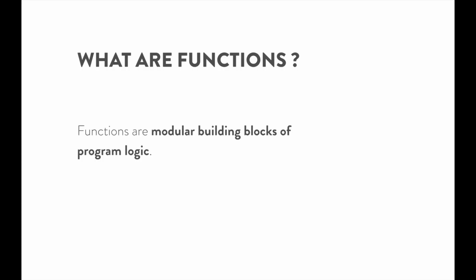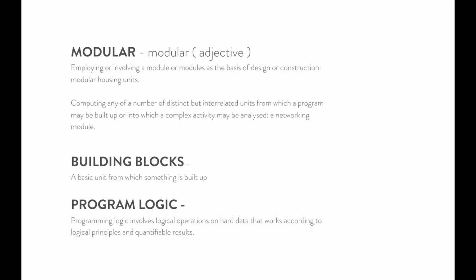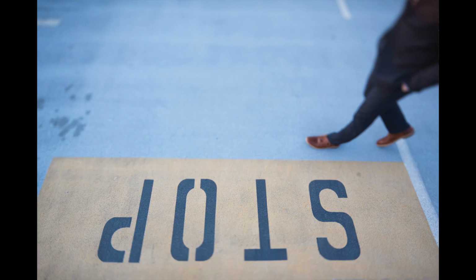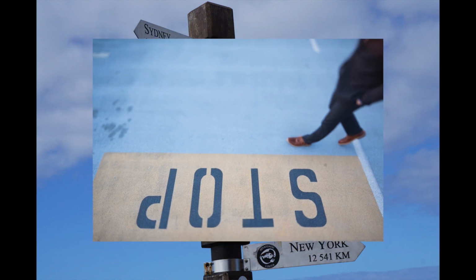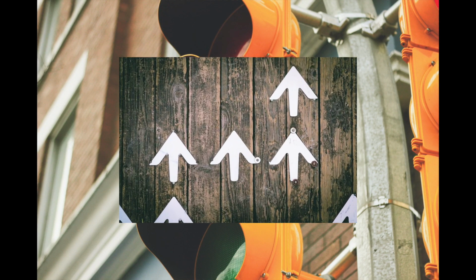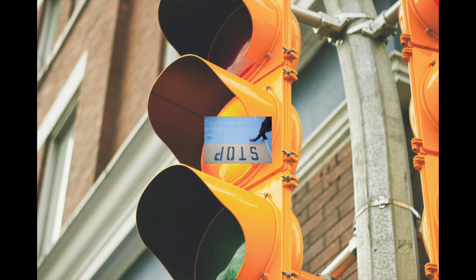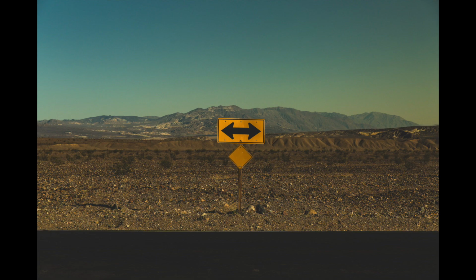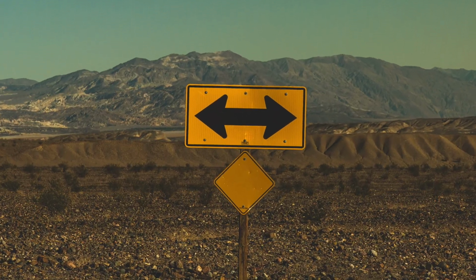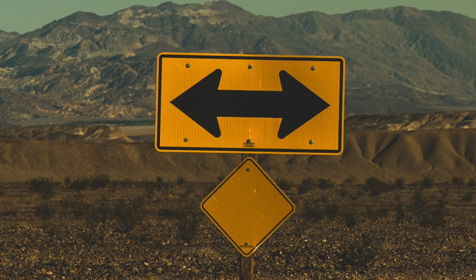Now let's get back to function definition. Functions are modular building blocks of program logic. By building blocks we mean they are the independent cellular unit which make complex structures. We will be taking a deep dive into program logic later in the course. For now, you need to understand it as direction boards you see while you're on the road. Just like the direction boards help you to decide which direction to go, the program logic helps the code to execute and return an absolute value.